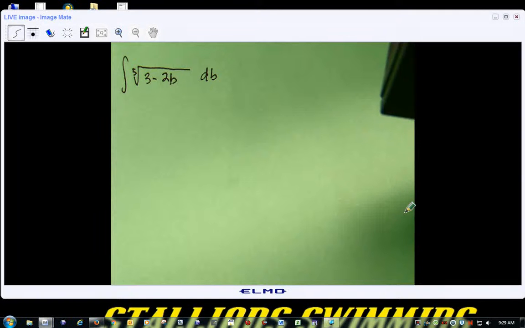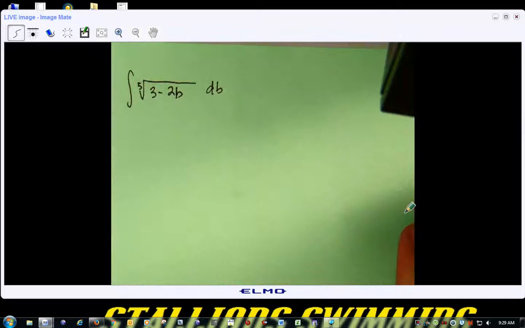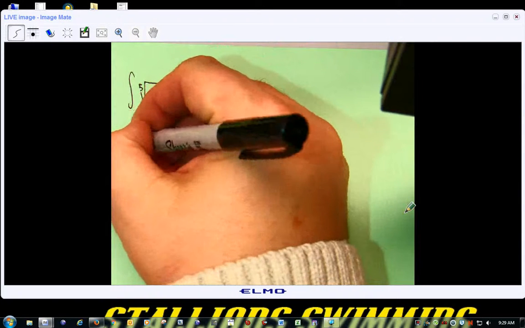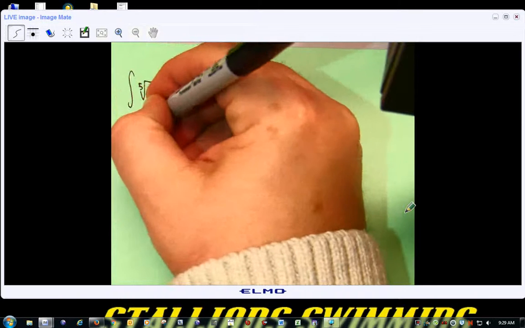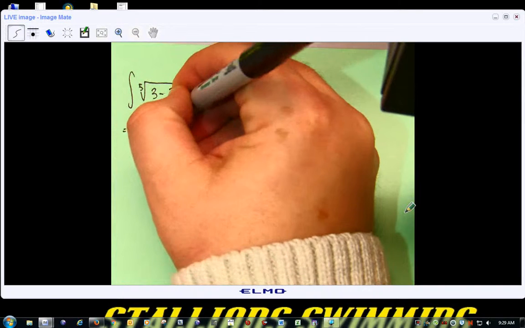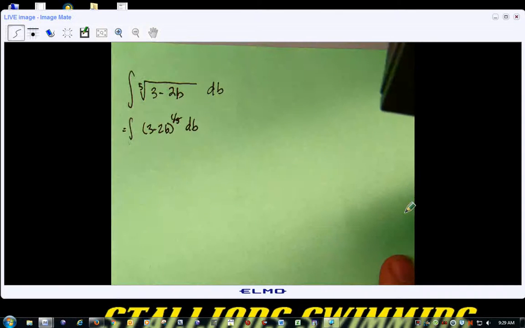Alright. Who would like to walk me through what they did? I first started off by making the fifth root into a fraction exponent. I made the quantity of 3 minus 2b to the 1/5 power. Alright, so you change that to the 1/5.